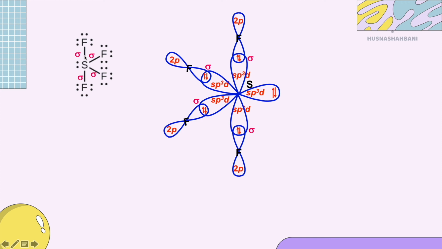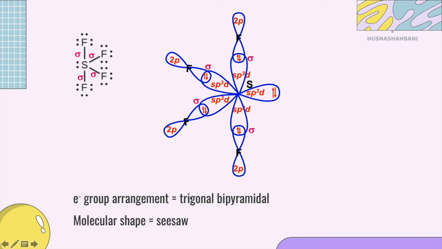And again, if you want to draw the molecular shape, you have to calculate the electron groups. The electron group is 5: 4 single bonds plus 1 lone pair, so 5 electron groups. And then the electron group arrangement is trigonal bipyramidal. But this central atom has a lone pair, so the molecular shape is not trigonal bipyramidal. The molecular shape is seesaw. So seesaw, 1, 2, 3, 4, and then 1 lone pair here. So only 4 F atoms overlap.